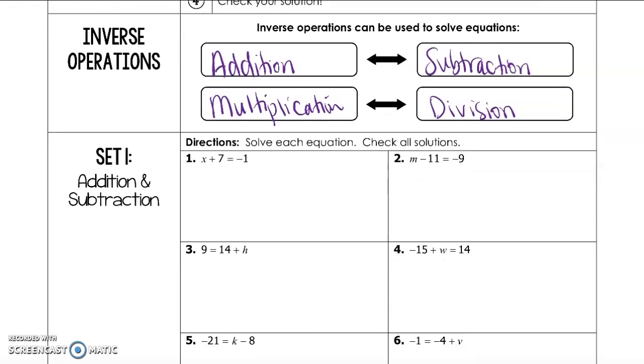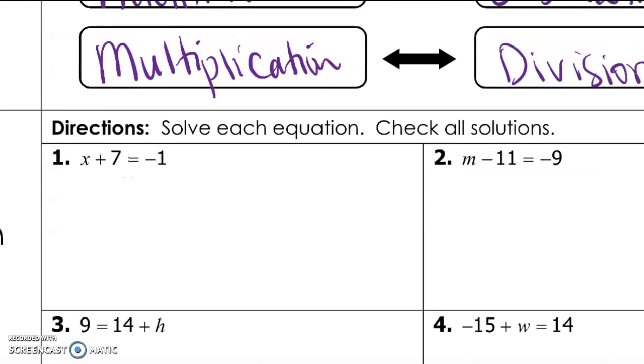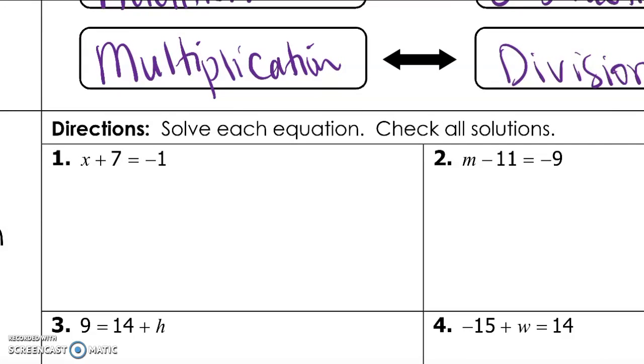So when we look at number 1, ask yourself what's happening to the variable. So x is the variable, 7 is being added to it. So to undo add 7, you show that you're going to subtract 7 because we want those to cancel out. And then whatever you do to that side of the equation, you also have to do to that side. So you're going to write a minus 7 right underneath the negative 1. If you want to keep your two sides separate, you can always put a line down the equal sign.